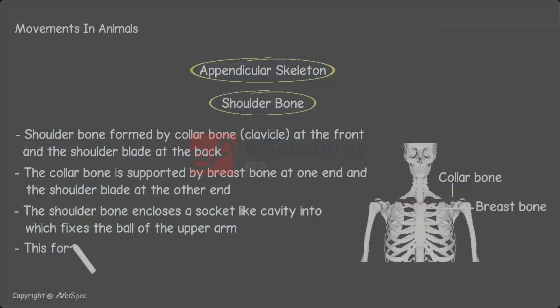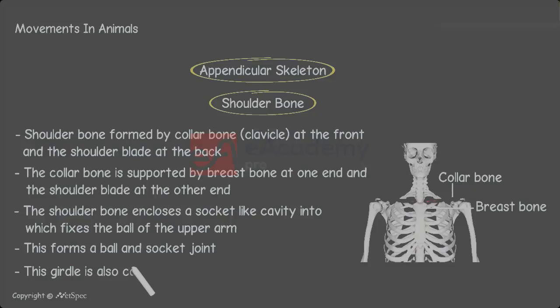So, this is the upper arm. This is the ball of the upper arm which is fixed into the socket-like cavity. So, this is about the shoulder bone. Let us revise the shoulder bone.